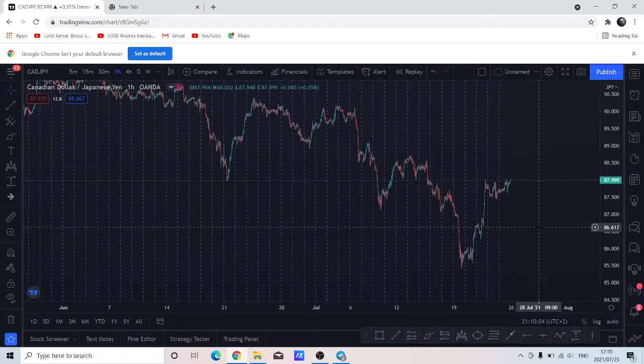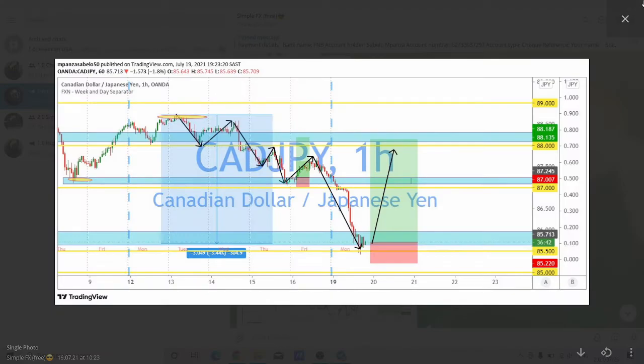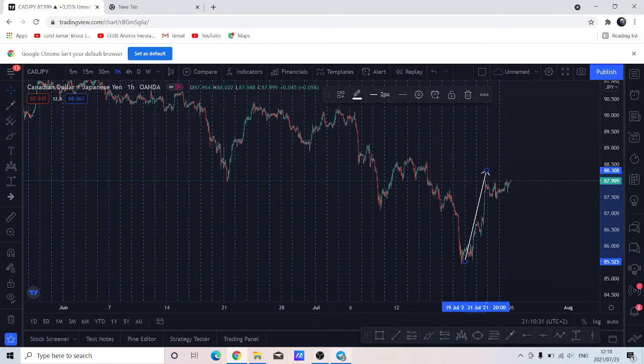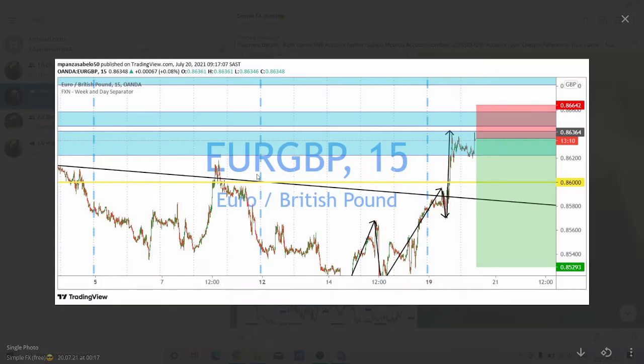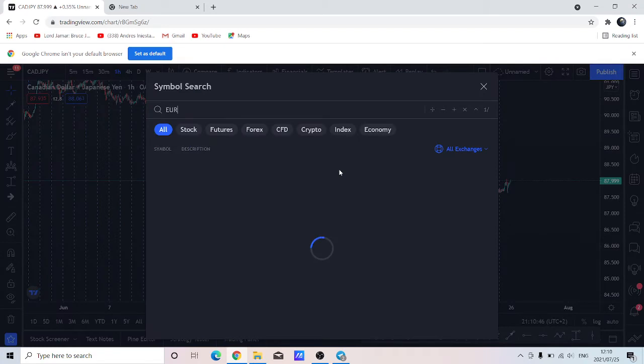This thing is still loading. I'm not sure what's happening because this computer is good, but the entry was somewhere around here in this zone, and then the market went up. So as you can see, I was expecting a buy, and then the market went up. So let's look for another one. This one started by spiking up, and then eventually it went down. So let's look at the market. Euro GBP.